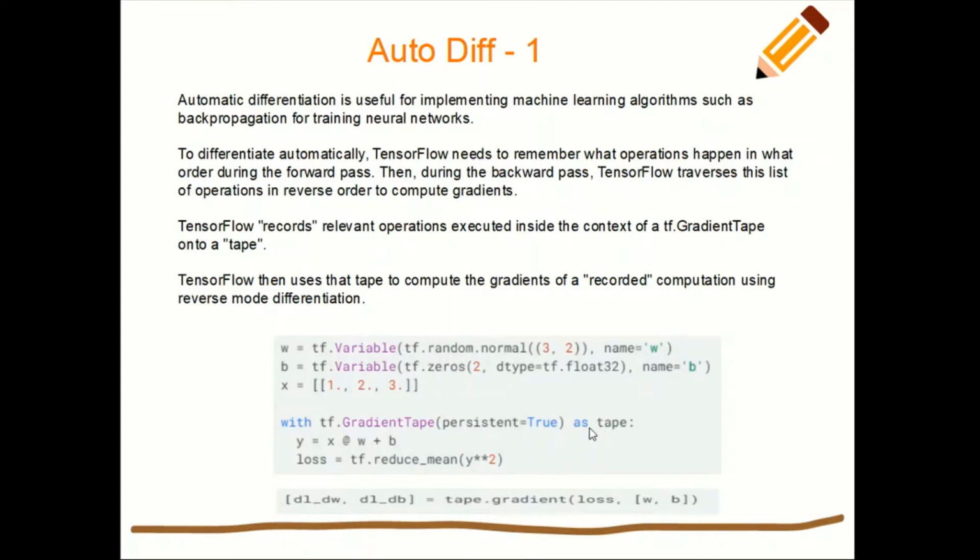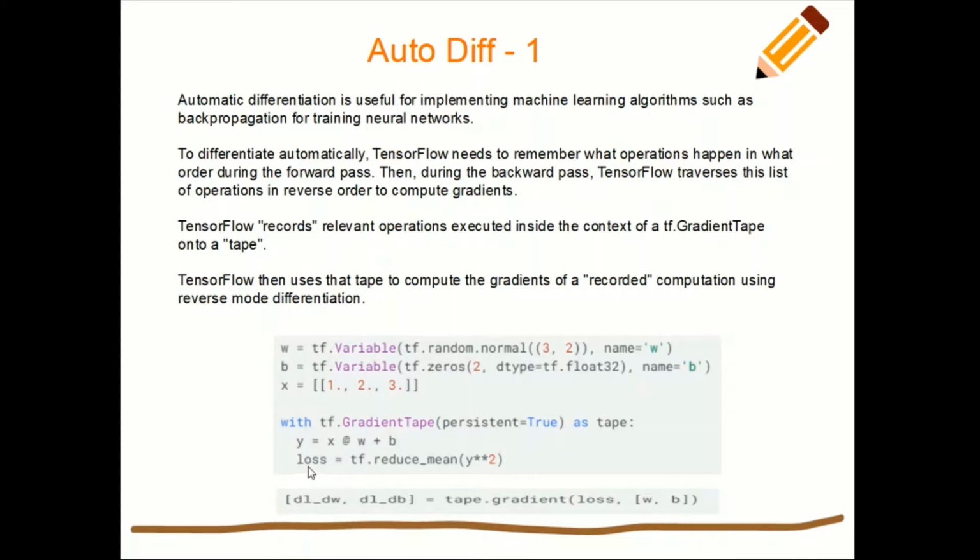So we say that this is going to be recorded as a tape, and then we do certain calculations. We are calculating the output by multiplying the input with the weight and adding a bias to it, and then we do a loss calculation by doing a reduction operation on y square. This is not the actual loss. In the actual loss we'll be subtracting the label from this, but for now it's okay. We are not much bothered about how we calculate the loss here. We are more worried about how to calculate a gradient using tape.gradient, right?